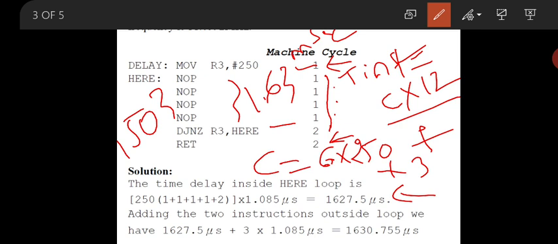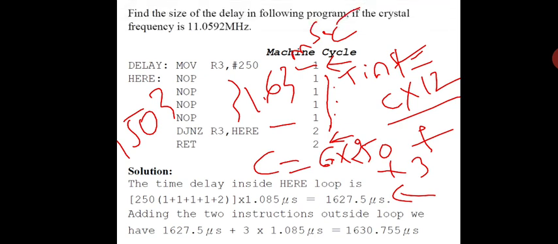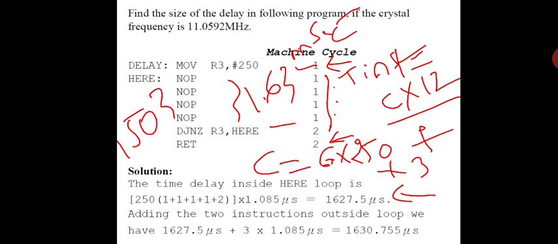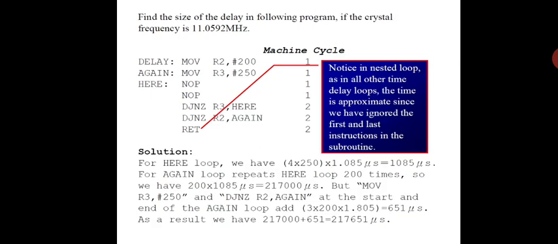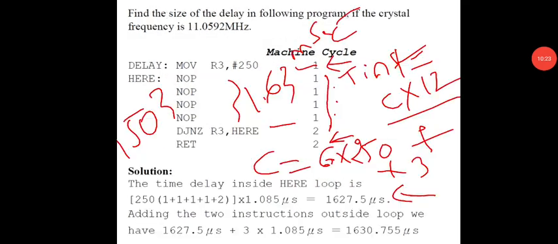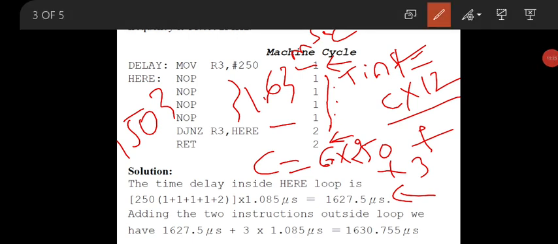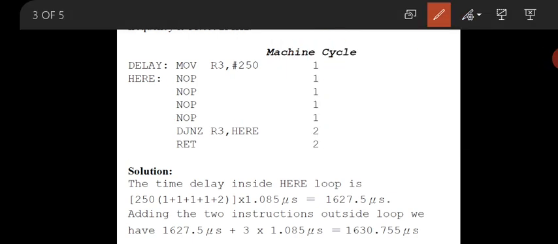I hope you understood how we calculate a time delay for a particular program. Now look here with the repeated instruction. If you trace back in this program, these instructions are repeated. How many times here? That is 250 times, which will be coming with 250 instructions.